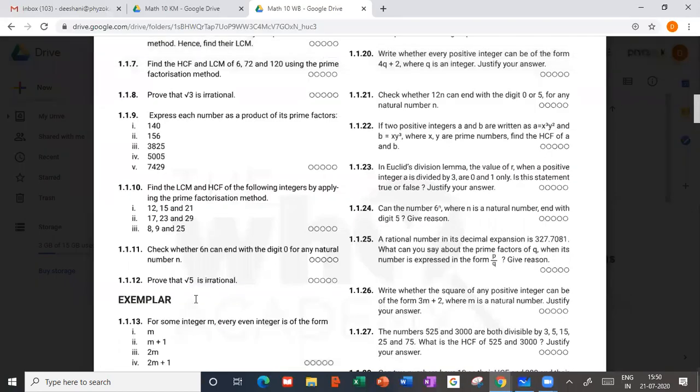Okay, so I'm going to make you solve a question. Take 1.1.12, the 12th one. Prove that root 5 is irrational. The exact same steps you need to do, what I did just now. If you understood it, you'll be able to solve it. Let's see.